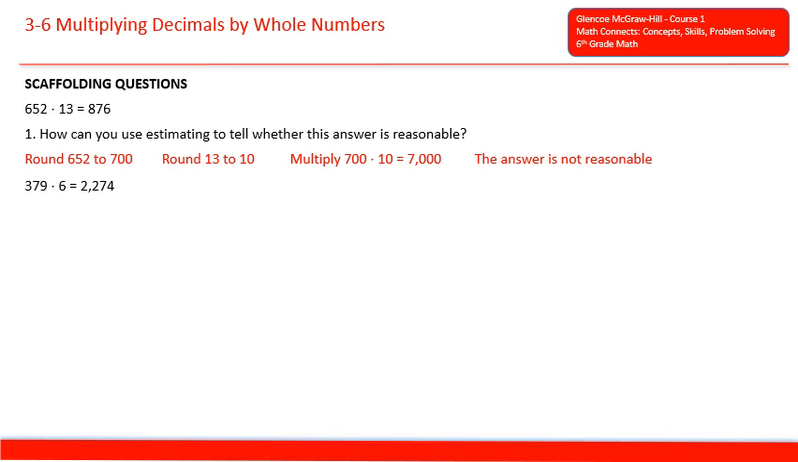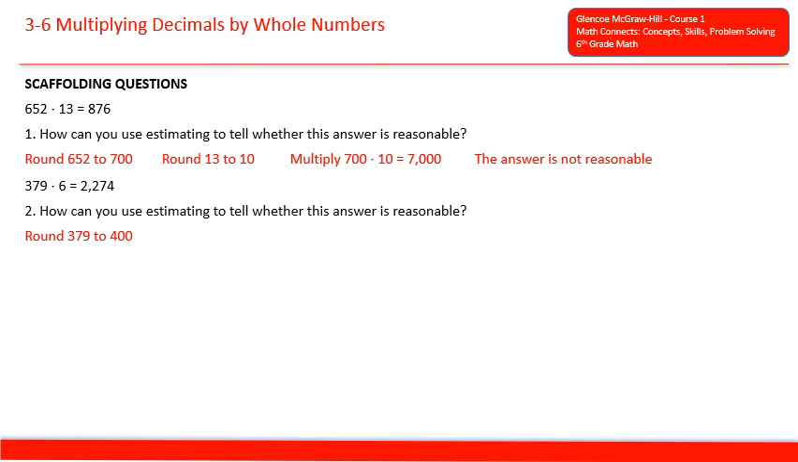How about 379 times 6 equals 2,274? So we could round 379 to 400 and multiply 400 times 6 and get 2,400. So 379 times 6 equals 2,274 is a reasonable answer since 400 times 6 is 2,400.